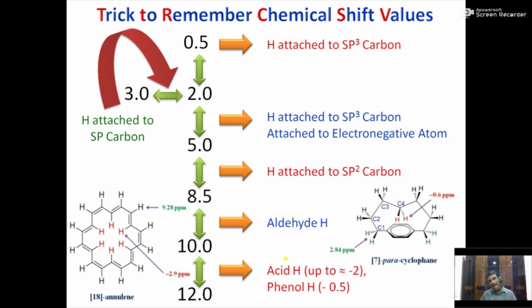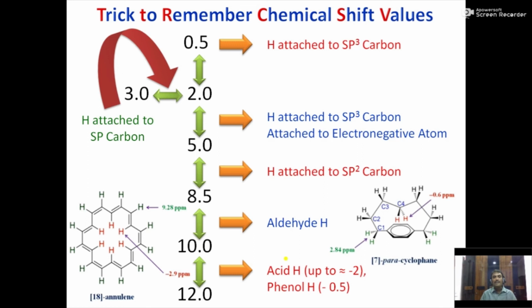For aldehyde, the chemical shift value is probably in the range 8.5 to 10. If your proton is of carboxylic acid, COOH proton, or phenolic OH, then its value may be beyond 10.